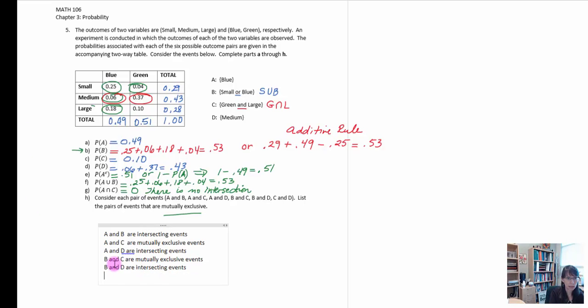And let's see, our last set to consider are C and D. So starting over, C would be our intersection of green and large right here. And event D is medium. So medium, 0.06, 0.37, no intersection there. So those are mutually exclusive events. So what's important to take from this exercise is the definition of mutually exclusive, and that is events that are not intersecting. Also, it's important to look carefully at the details of the events that are given to understand if, in fact, the word or means the union of the events, and the word and implies the intersection of events.